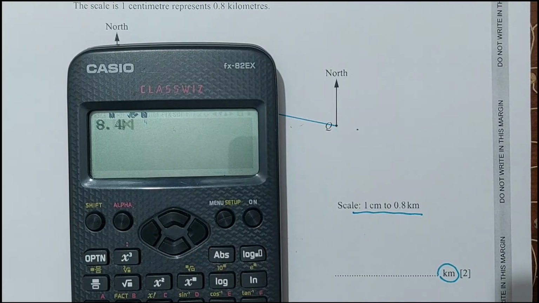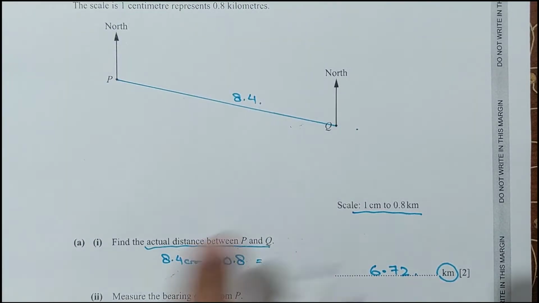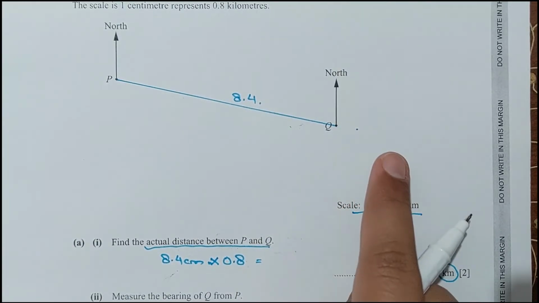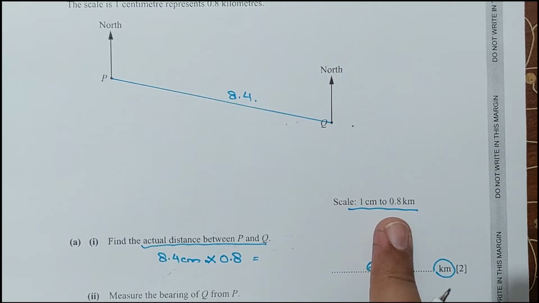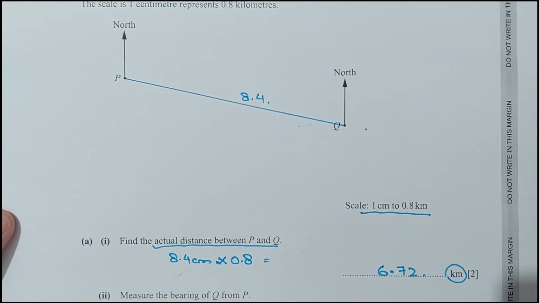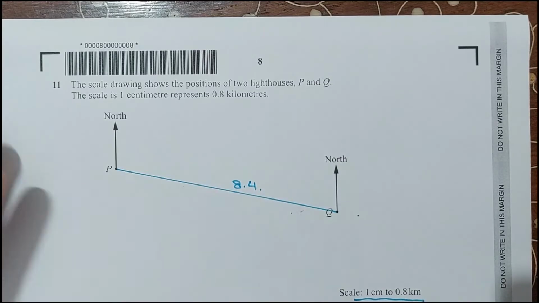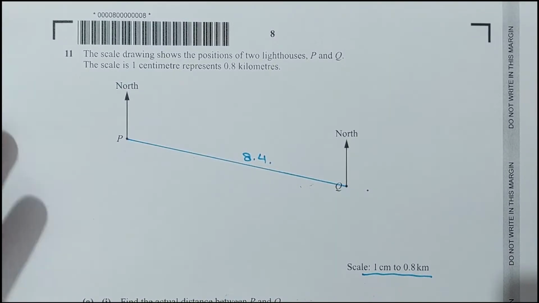So 8.4 times 0.8 would be 6.72. But according to the marking scheme, the answer should be 9.5. Then you multiply 9.5 with 0.8 to get the exact actual distance between the two lighthouses P and Q. My answer is different from the marking scheme because of the printing error, but your answer will be the same because all of you will get the same printed papers in exams.